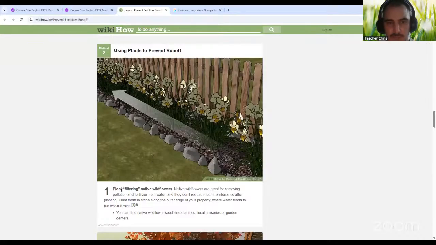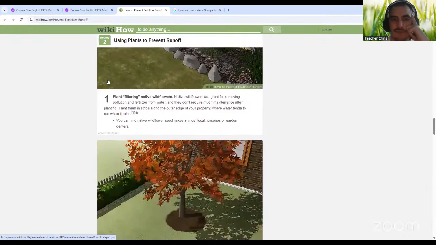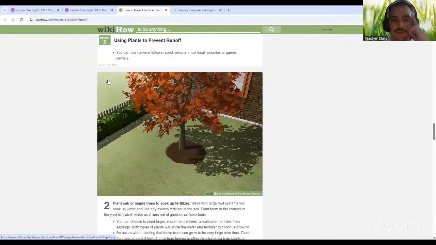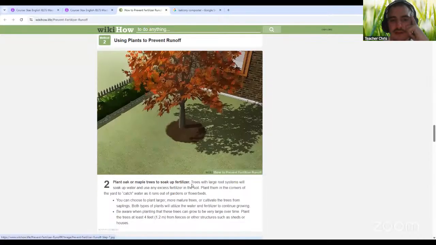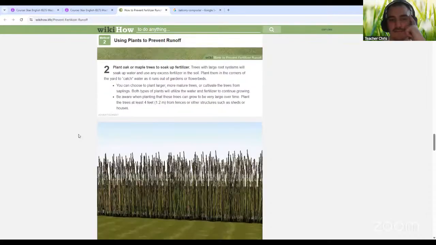So if you plant wildflowers around the edge of your garden, your farm, or whatever else, the water runs to those, and the plants will absorb the excess fertilizer, which means you'll get lovely plants as well. Plant an oak tree or a maple tree to soak up the fertilizer. Lam suggested this as well. You can absorb the fertilizer with a big tree.